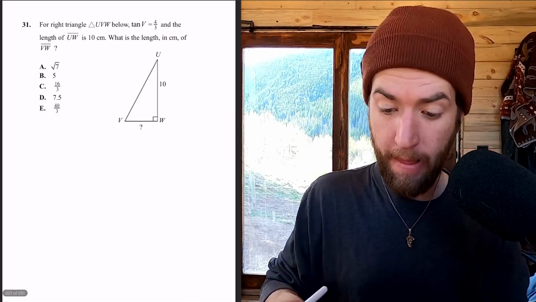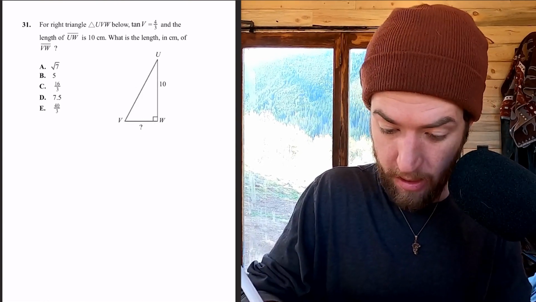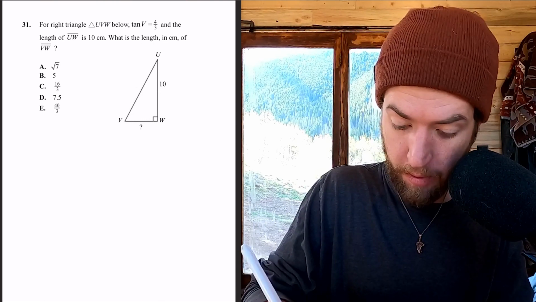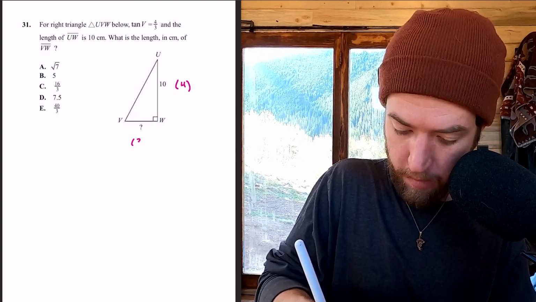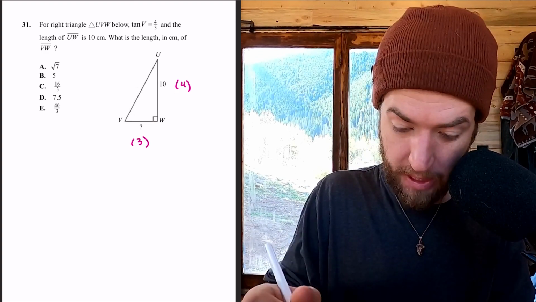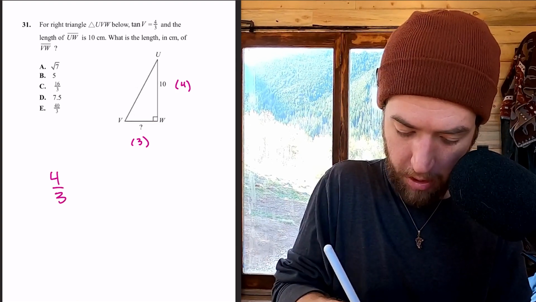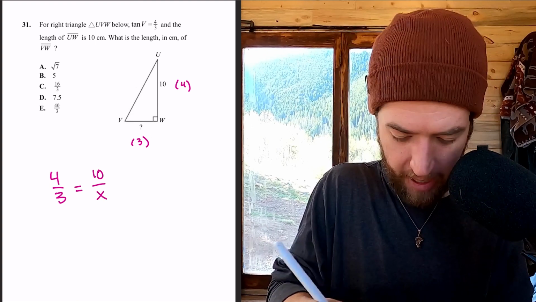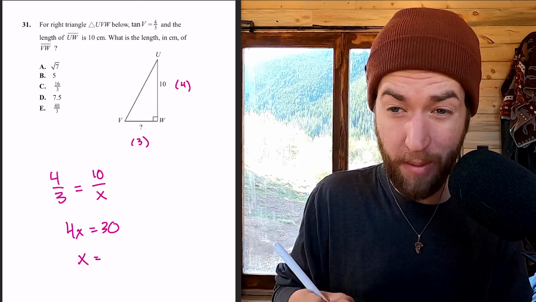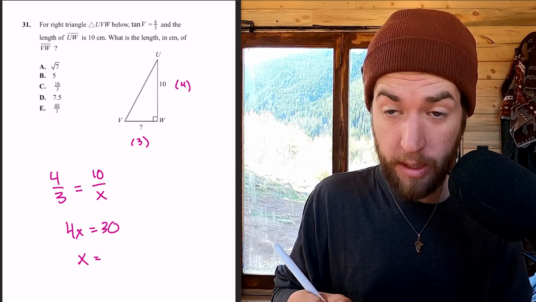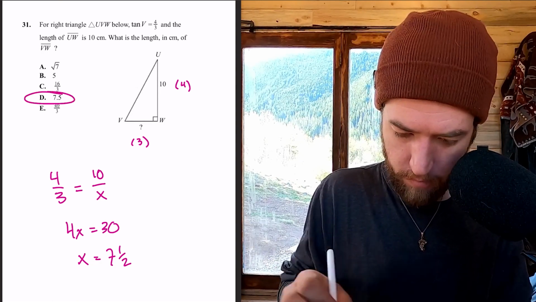On to the next. All right, for right triangle UVW below, tangent of V is 4 over 3. So tangent, opposite over adjacent, is 4 over 3, simplified. And the length of UW is 10 centimeters. What is VW? So the ratio is 4 to 3, but how does that compare to a 10 to X ratio? So 4X equals 30, therefore X equals 30 divided by 4, which is 7.5. I think that's right.